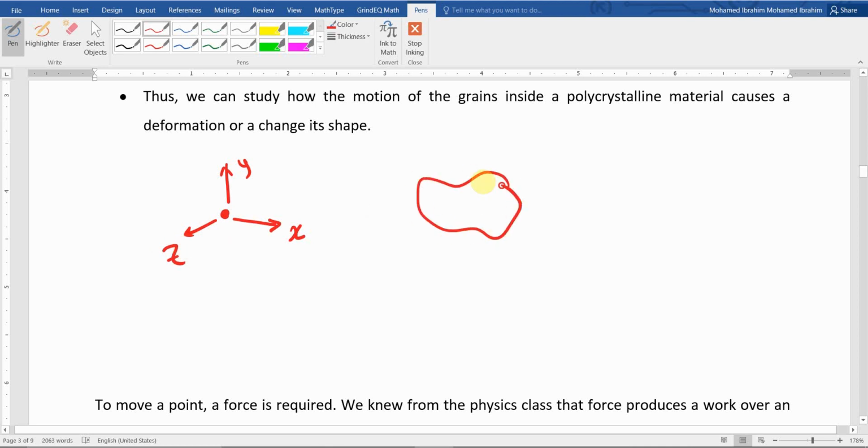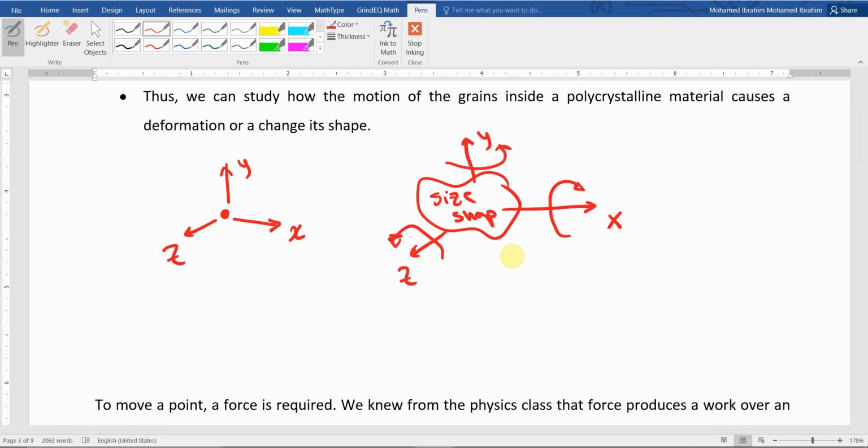But if we have an object with a shape, that has size and shape, this one can move as well along X, along Y, along Z. Also it can rotate about X, it can rotate about Y, it can rotate about Z, and it can be deformable. It means that you can change its shape. So to change the shape, the object should have a shape. But the point is just a point.